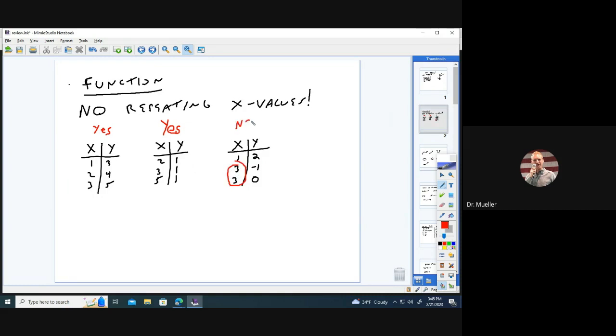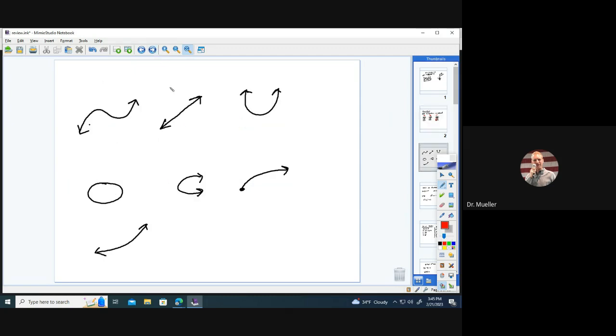So that one's no. When we're looking at the graph and determining if the graph is a function, it has to pass the vertical line test. Okay? So it's got to pass the vertical line test. This one does pass the vertical line test because all vertical lines hit that graph once, so that's yes. A line is going to pass the vertical line test because all vertical lines hit that graph one time.